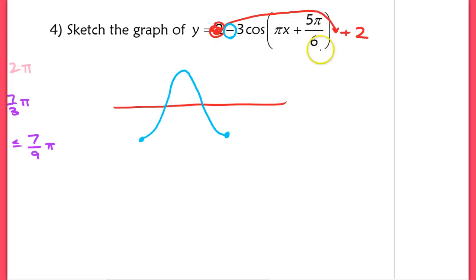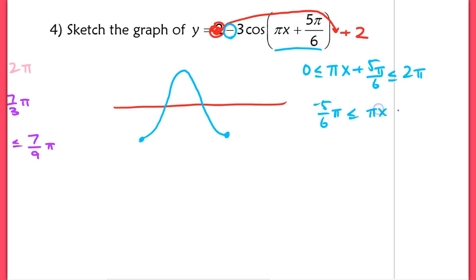So to figure that out, I set this and I trap that between 0 and 2 pi. So that's 0 is less than or equal to pi x plus 5/6 pi, and I solve for x. So I subtract 5/6 on both sides, and 12/6 minus 5/6 gives me 7/6 pi. Divide by pi now on both sides, and I end up with negative 5/6 is less than x is less than 7/6. Okay, so I start at negative 5/6 and I end at 7/6.